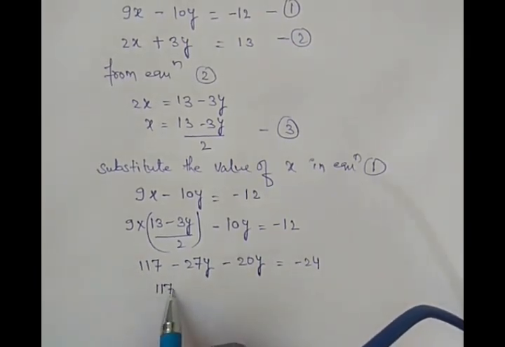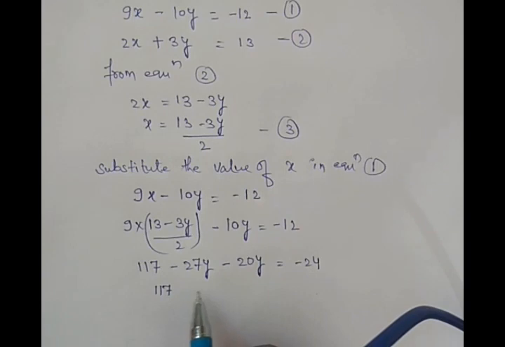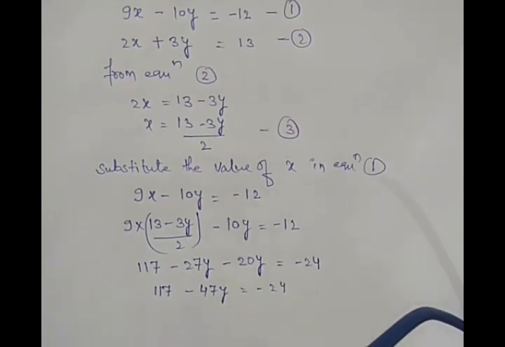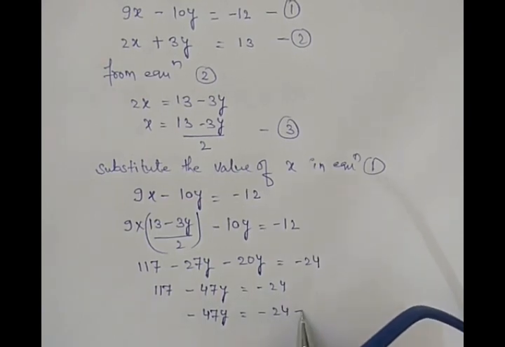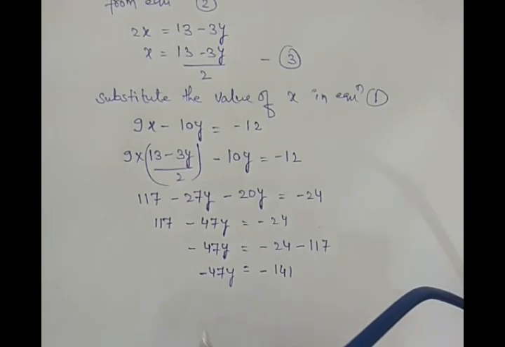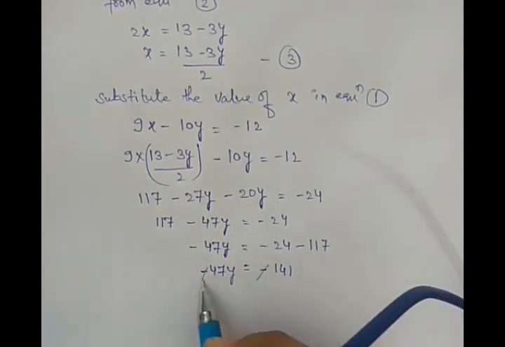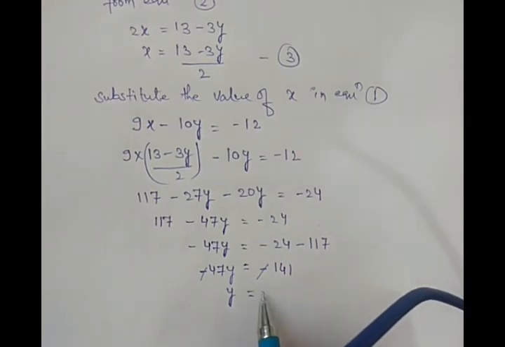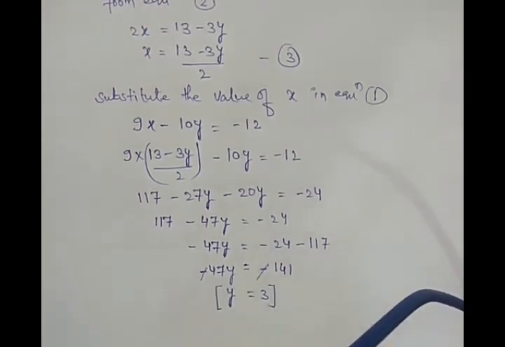On further simplification, this will give you 117 minus 47y is equal to minus 24, or this will be minus 47y is equal to minus 24 minus 117. On simplifying, this will cancel out, and y will come out as 3. So we have got the value of y as 3.